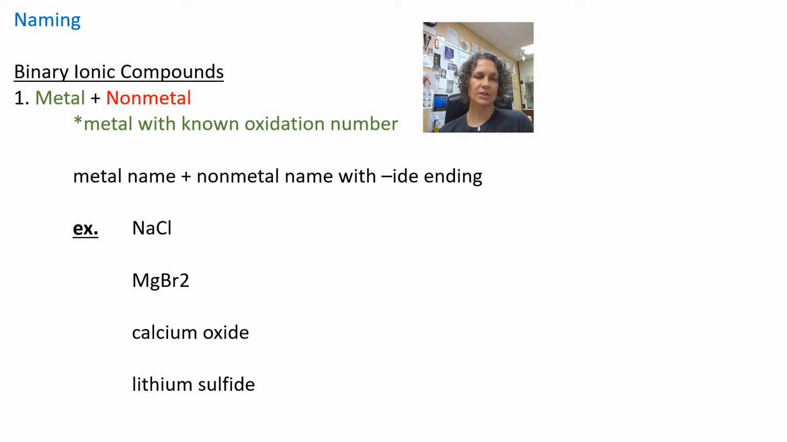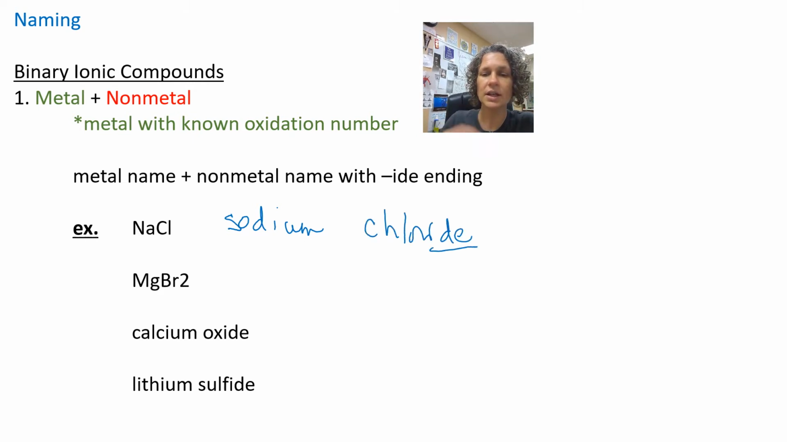So that first example, NaCl. Na is sodium. I'm going to try and write on here. It's kind of hard and messy, so I apologize for that. You have sodium, and then Cl is chlorine, but remember that becomes chloride because we change the ending.